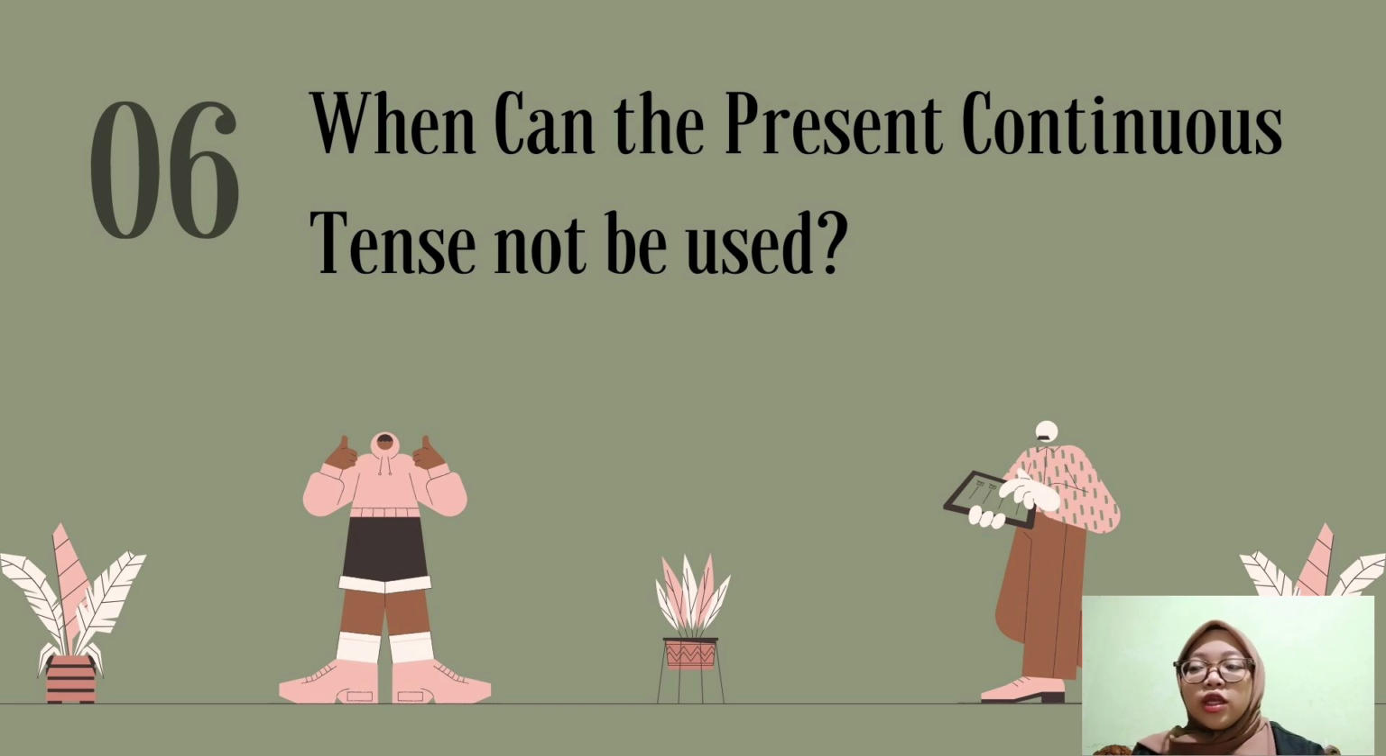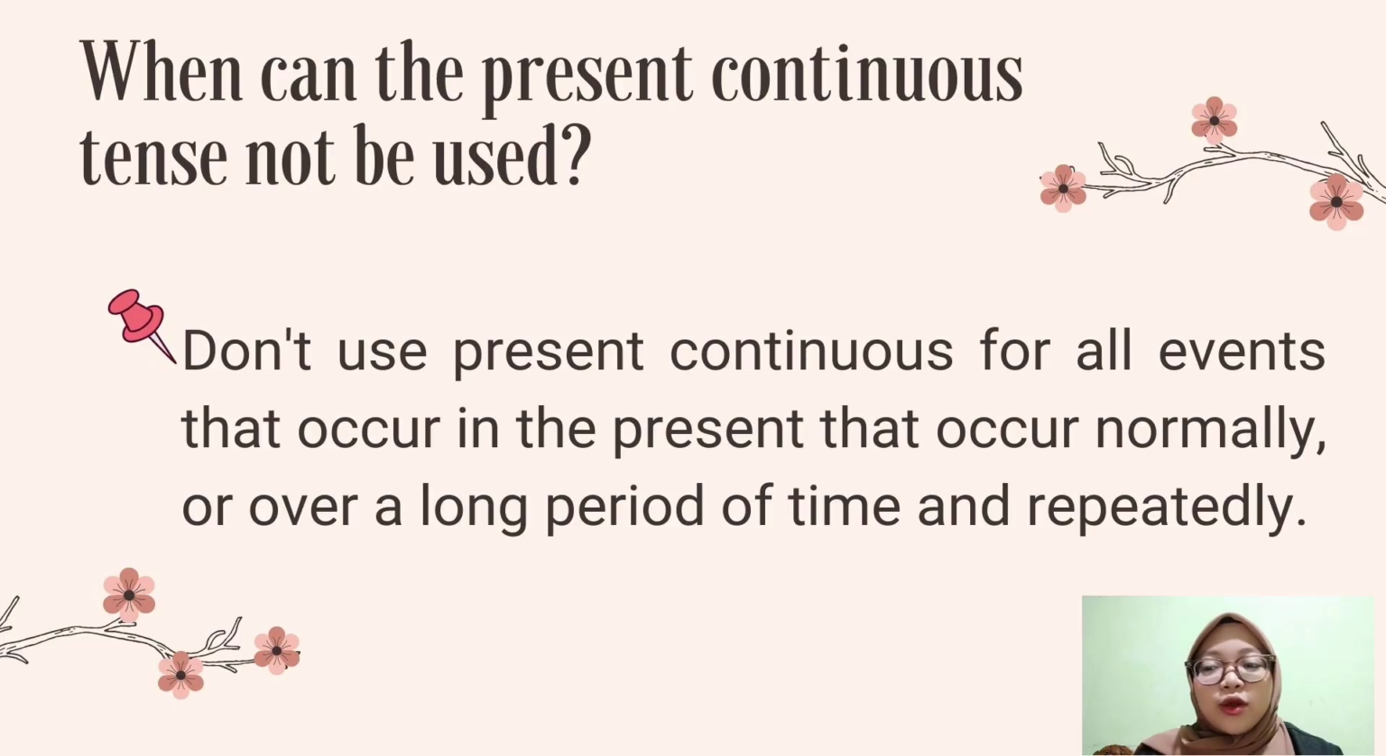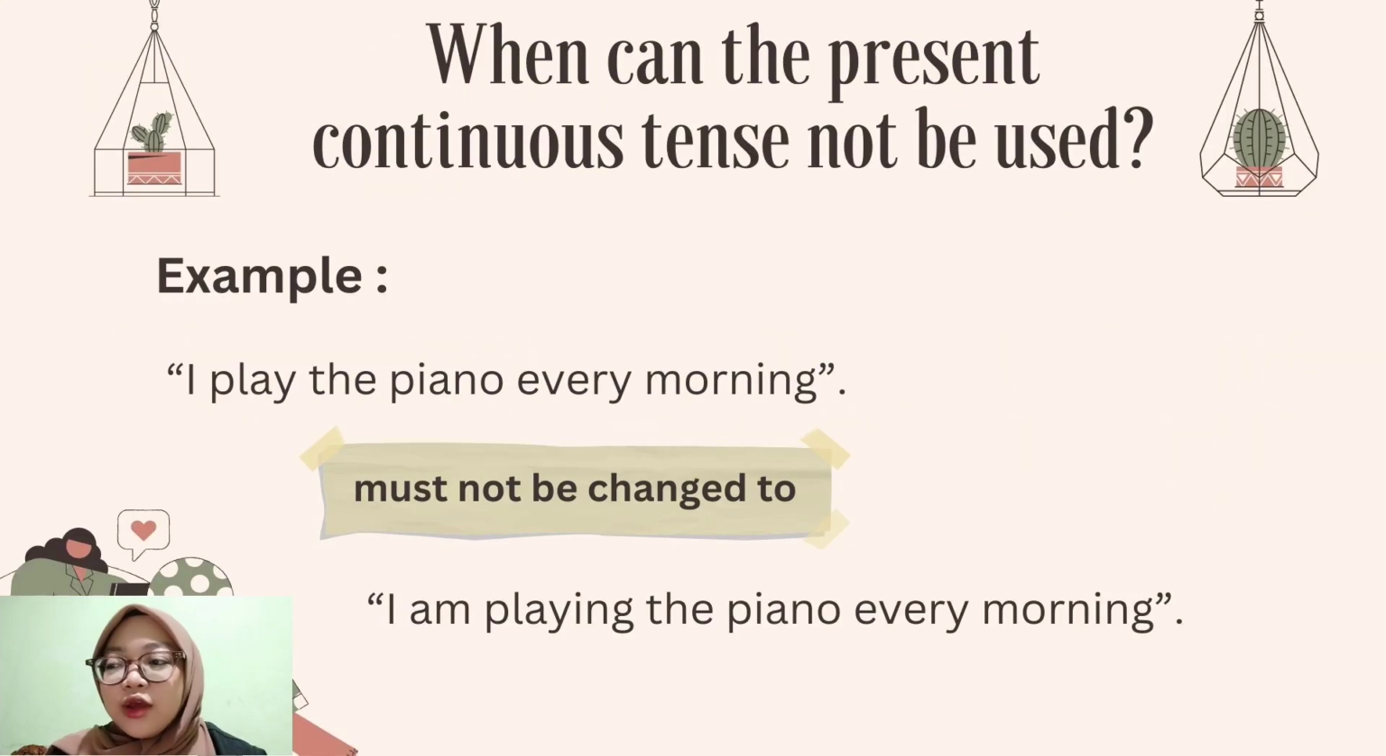When can the present continuous tense not be used? We do not use present continuous for all events that occur in the present normally, or over a longer period of time and repeatedly. So for example, I play the piano every morning must not be changed to I am playing the piano every morning. So it's different.